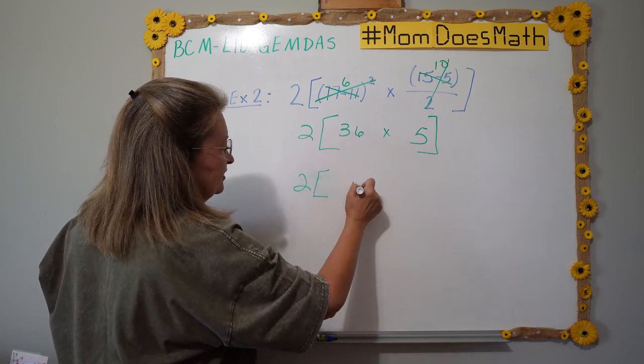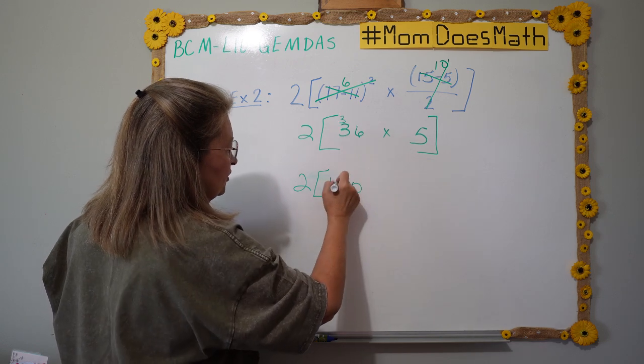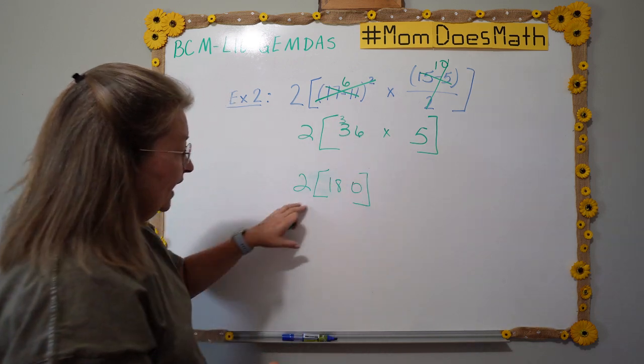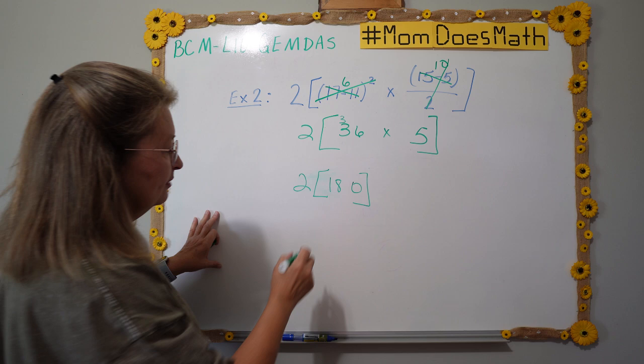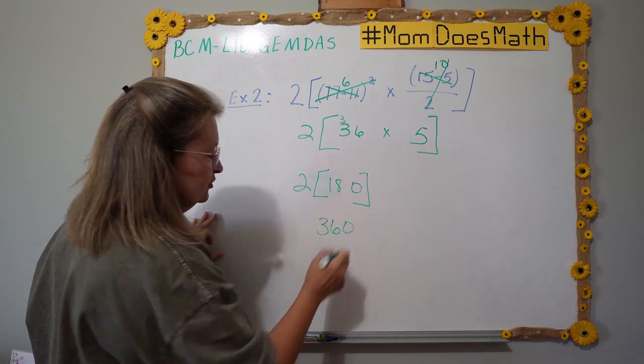So 5 times 6 is 30. Carry your 3. That's going to be 180. And now all you have left to do is multiply. 2 times 180 is 360.